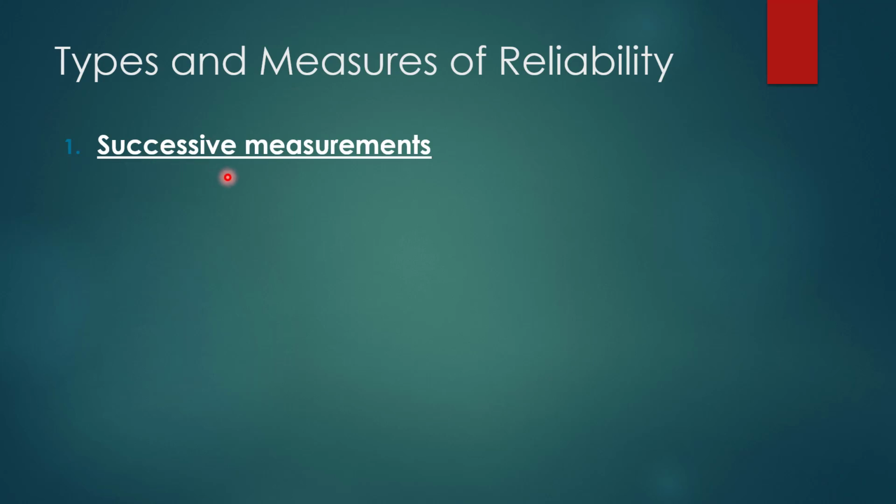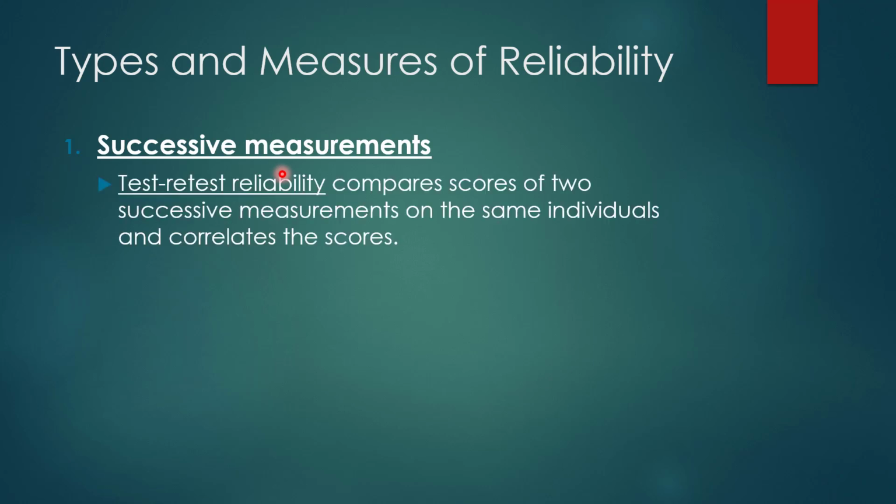And first is going to be successive measurements. So this is when you use a measurement and then you use it again later on. So those are successive measurements. And so the type of reliability that looks at is this test-retest reliability. So you test the individual and then you test them later on. So it's comparing scores of two successive measurements on the same individuals, and then you correlate the scores.